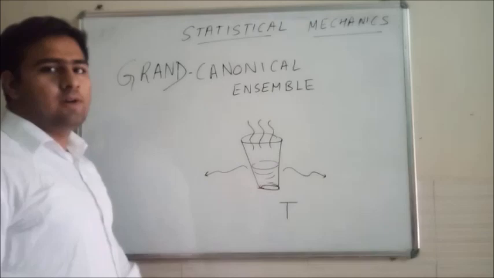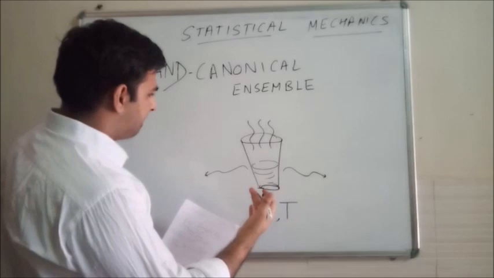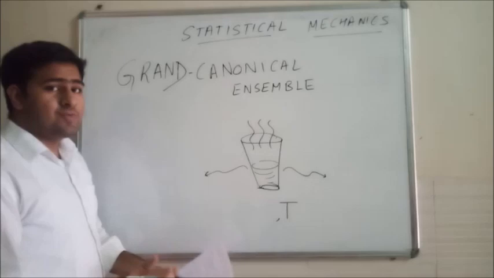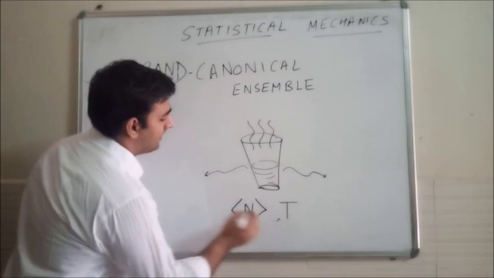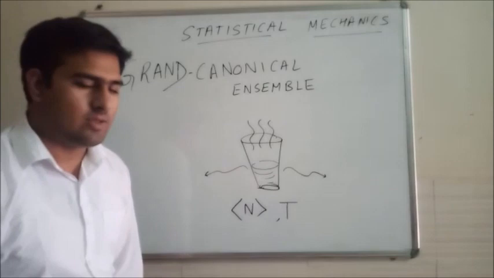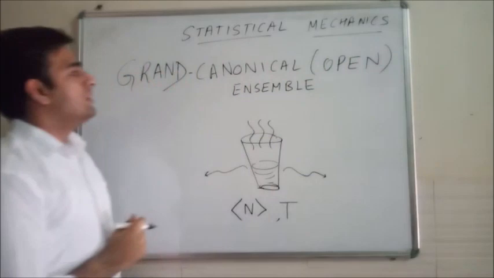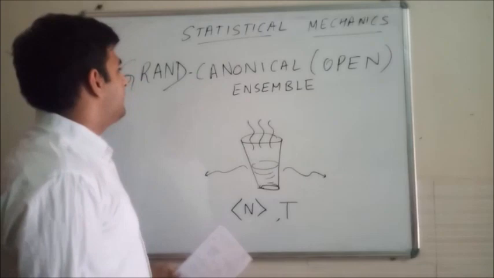And now, since particles can change, it will not have a specific value of the number of particles. The particle number will change. But on average, when thermodynamic equilibrium is reached, it has a constant average number of particles. So that's our grand canonical ensemble. In thermodynamic language, we may call this system an open system. So, we have already met those ensembles in thermodynamics. It's just that they have different names.